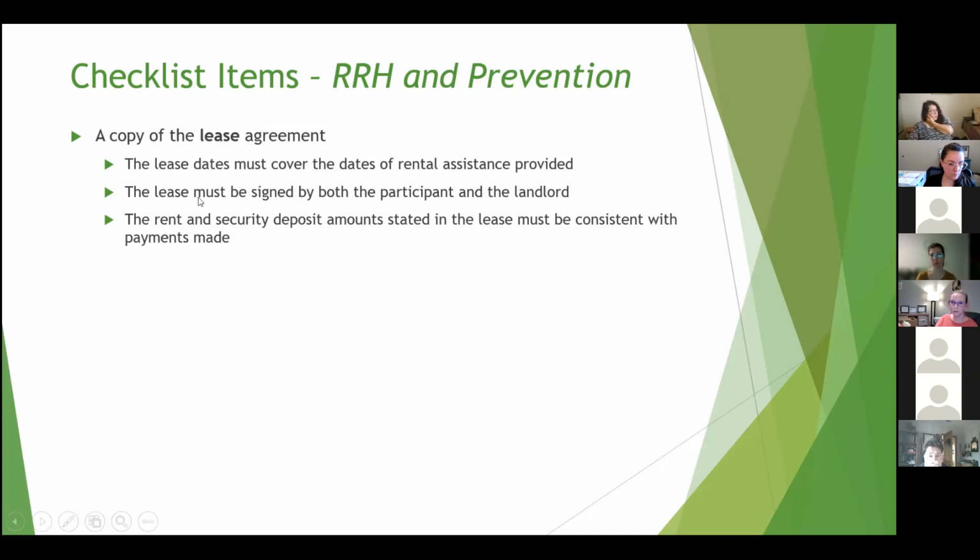So where this comes into play as an error is often, maybe the agency is paying a double security deposit, but it doesn't say it in the lease. So if the lease says the deposit is 1 month's rent, say $500, then that's the only security deposit the agency can pay. You can only pay a double security deposit if it's stated as that in the lease.